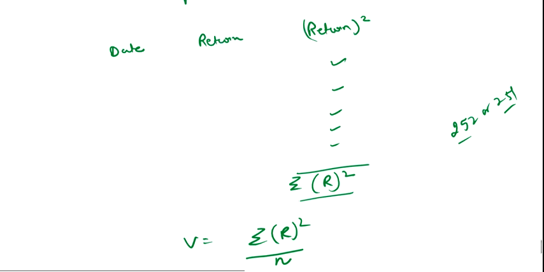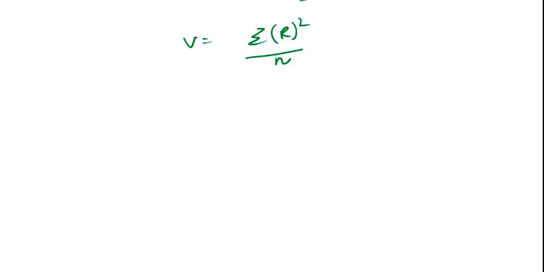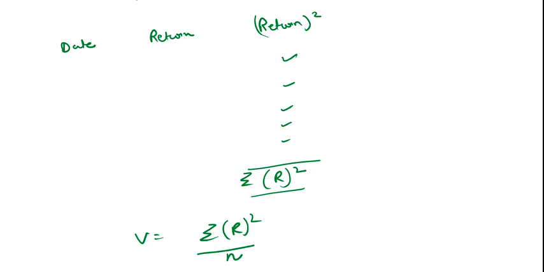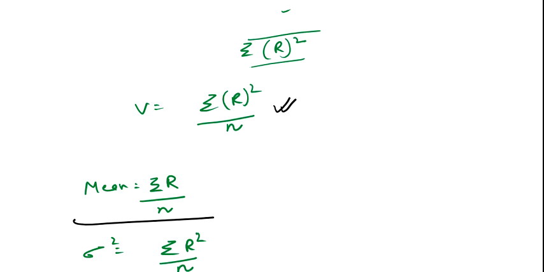Clear? So we can see that my mean is the summation of r by n, and my variance is the summation of r square by n. So I have given you the explanation of why it is r square by n. Hopefully you are satisfied. Now you want to find out the volatility. Clear? So this is one way to find out the volatility.